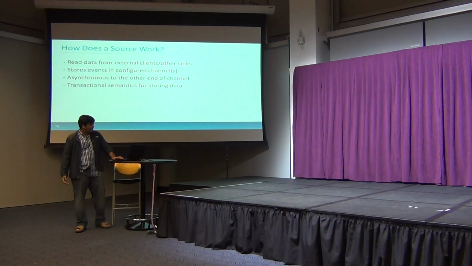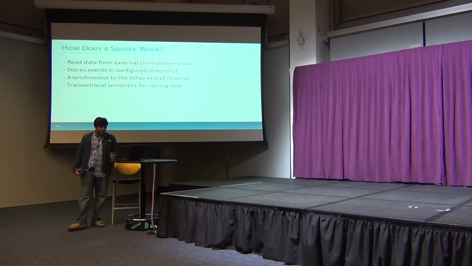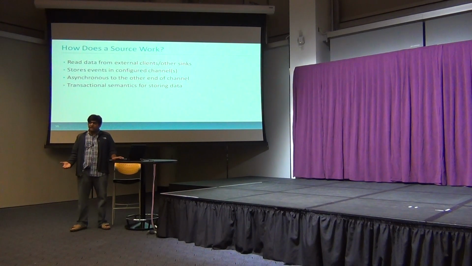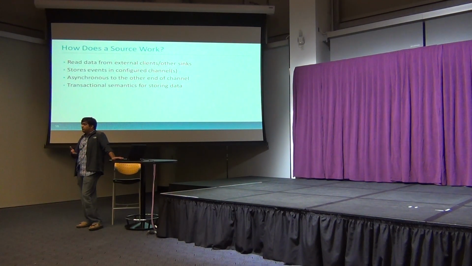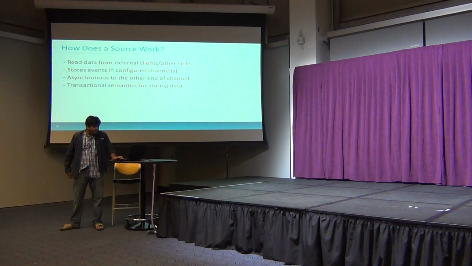How does the source work? The source reads data from other sources, stores the data into the configured channels, and is asynchronous to the other end of the channel. The source runs on its own thread, so as it gets data, it can keep writing the data. The source doesn't care whether the channel is being drained until the channel actually gets full. If the channel gets full, the source won't be able to put events into the channel and will throw an exception. The source performance is completely independent of how fast the data is being cleared out from the channel.